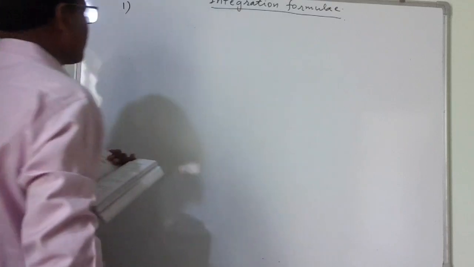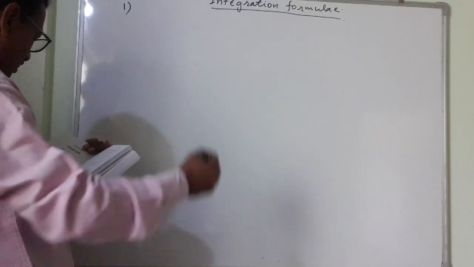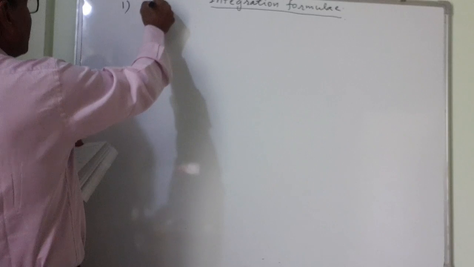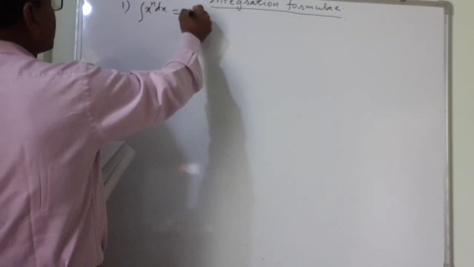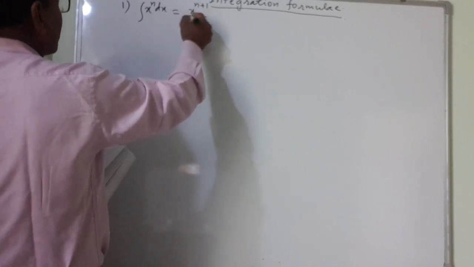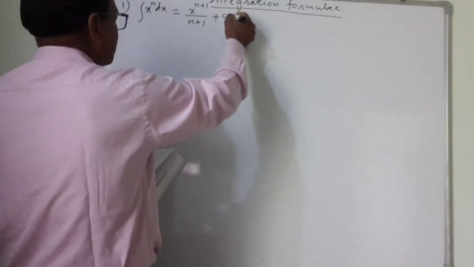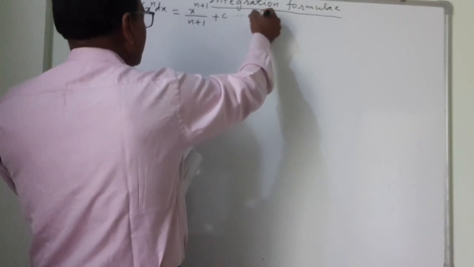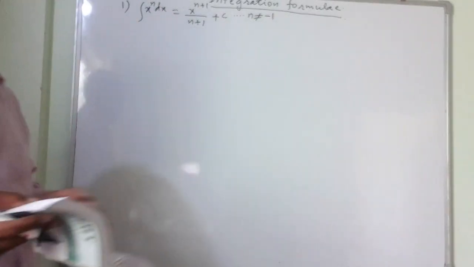This integration is indefinite integration that we are doing. Integration of x raised to n dx is equal to x raised to n plus 1 upon n plus 1 plus the constant of integration, that is c, and this n cannot be equal to minus 1. Why minus 1? Just we will see it.